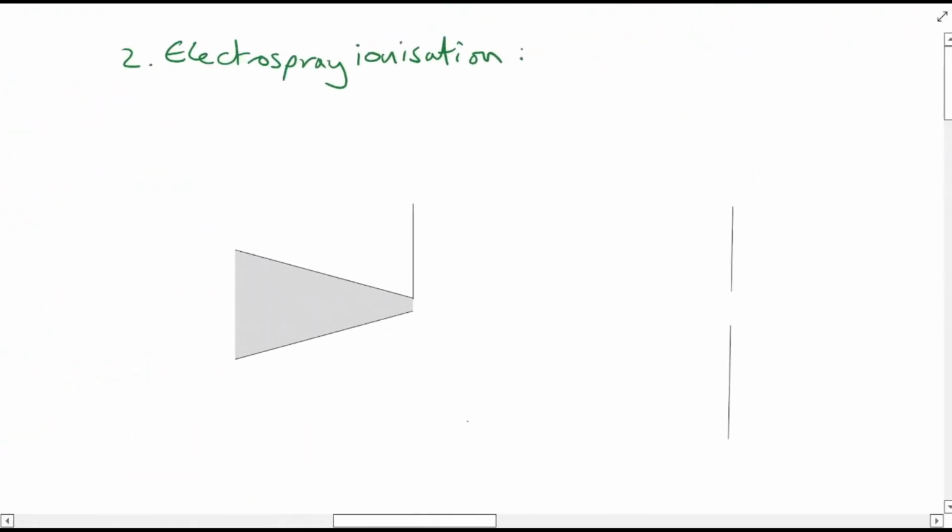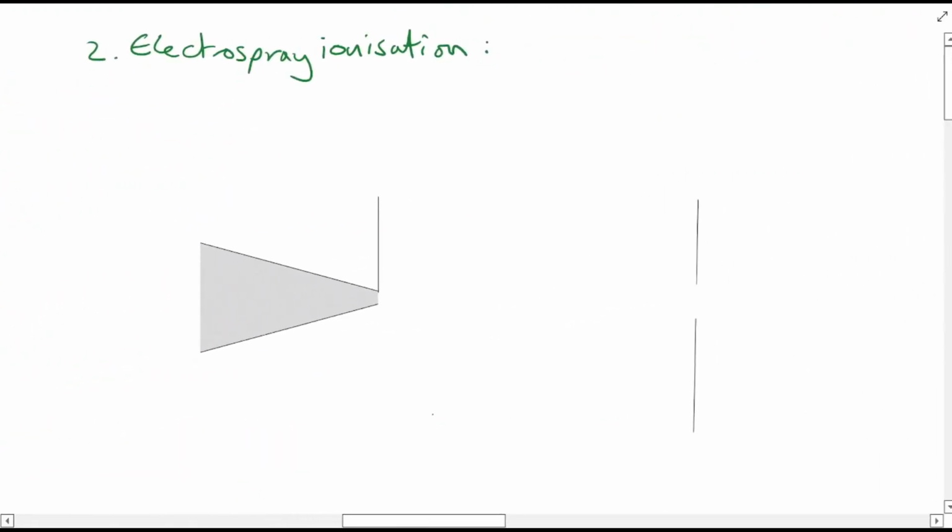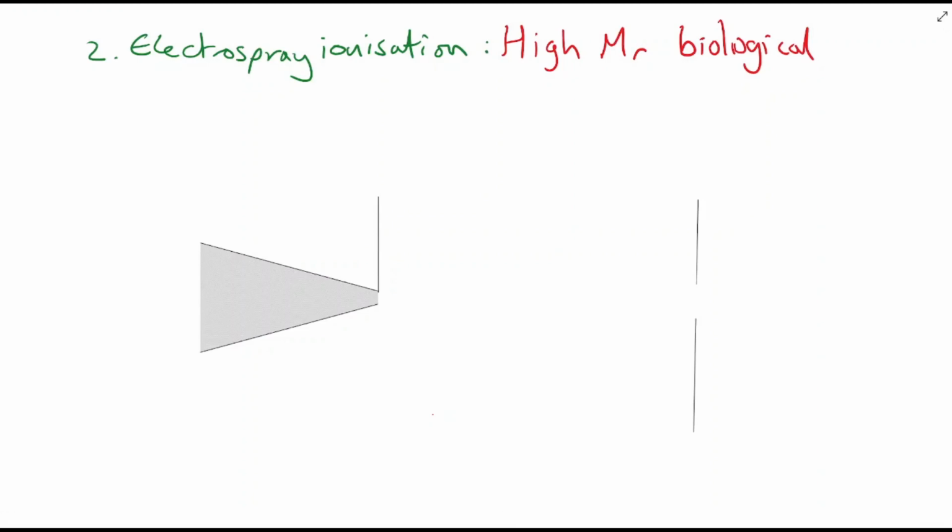Now, the second way of doing it is electrospray ionization. And we use this when we've got a high relative molecular mass. Now, what does a high relative molecular mass mean? Well, what we're essentially saying is we're thinking mainly of biological things. So proteins, pigments, things like that. Okay, we would use electrospray ionization.